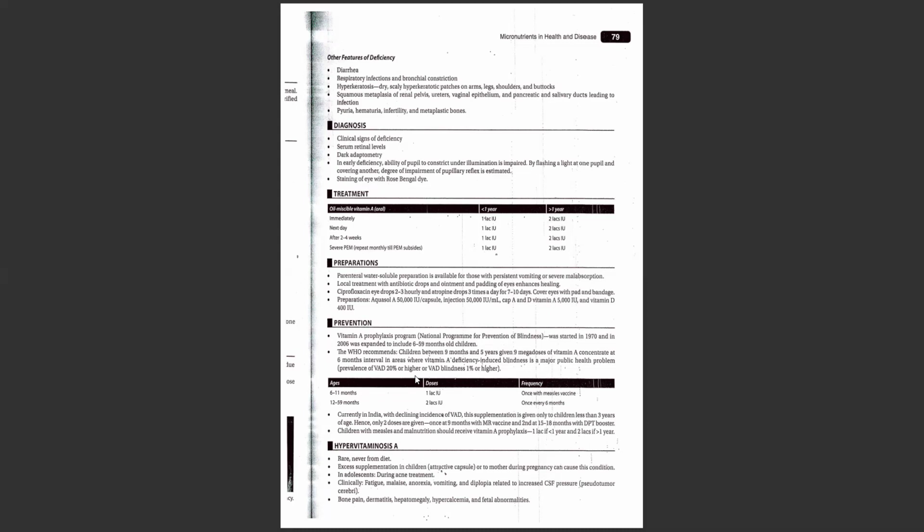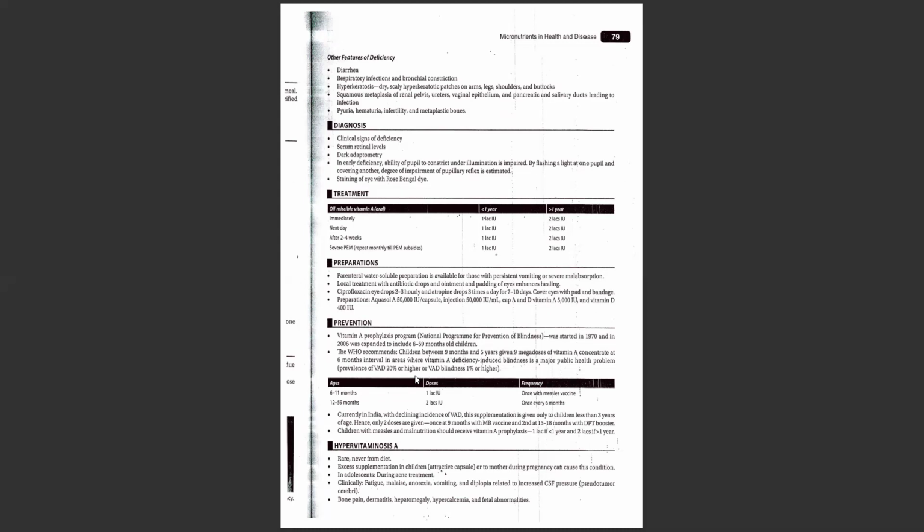orally vitamin A. In the case of severe protein energy malnutrition, it is repeated monthly until the protein energy malnutrition subsides. The doses are the same: less than 1 year of age, we give 1 lakh international units, and if the patient is greater than 1 year of age, we give 2 lakh international units.